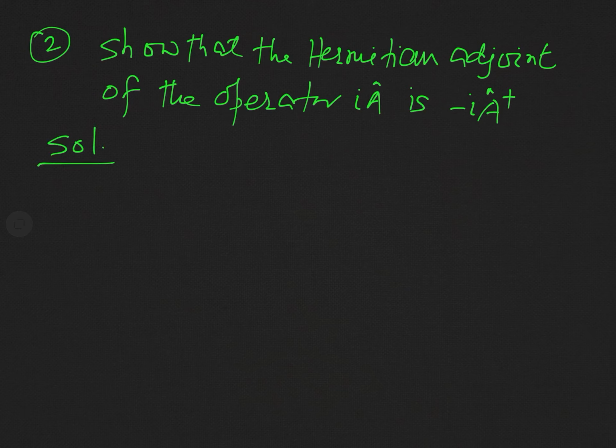This is a very simple problem. Following the rules, we can easily solve it. Let us suppose the given operator is B hat. It means we suppose that B hat equals i A hat. Now we have to find the Hermitian adjoint of this operator B hat.